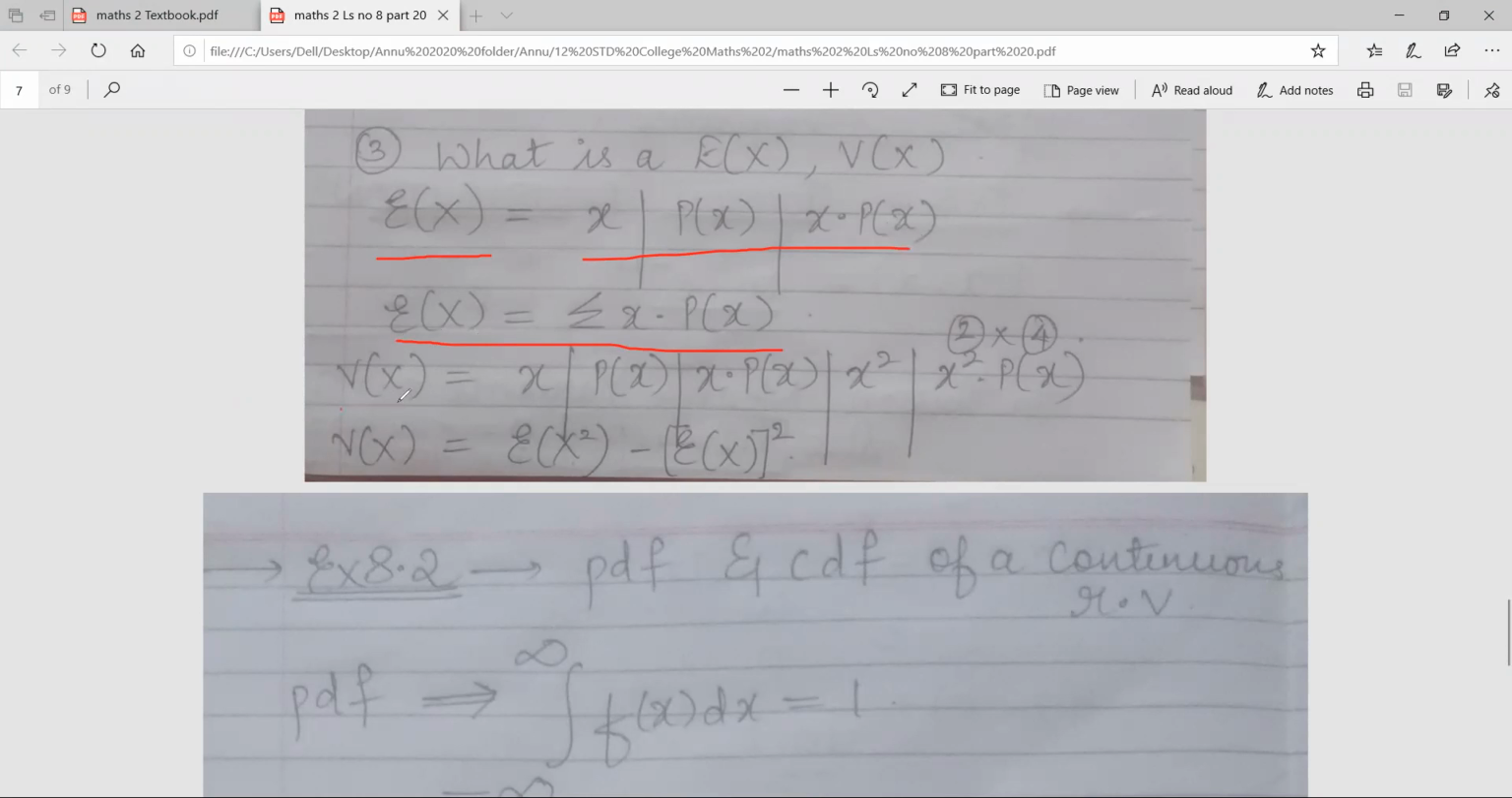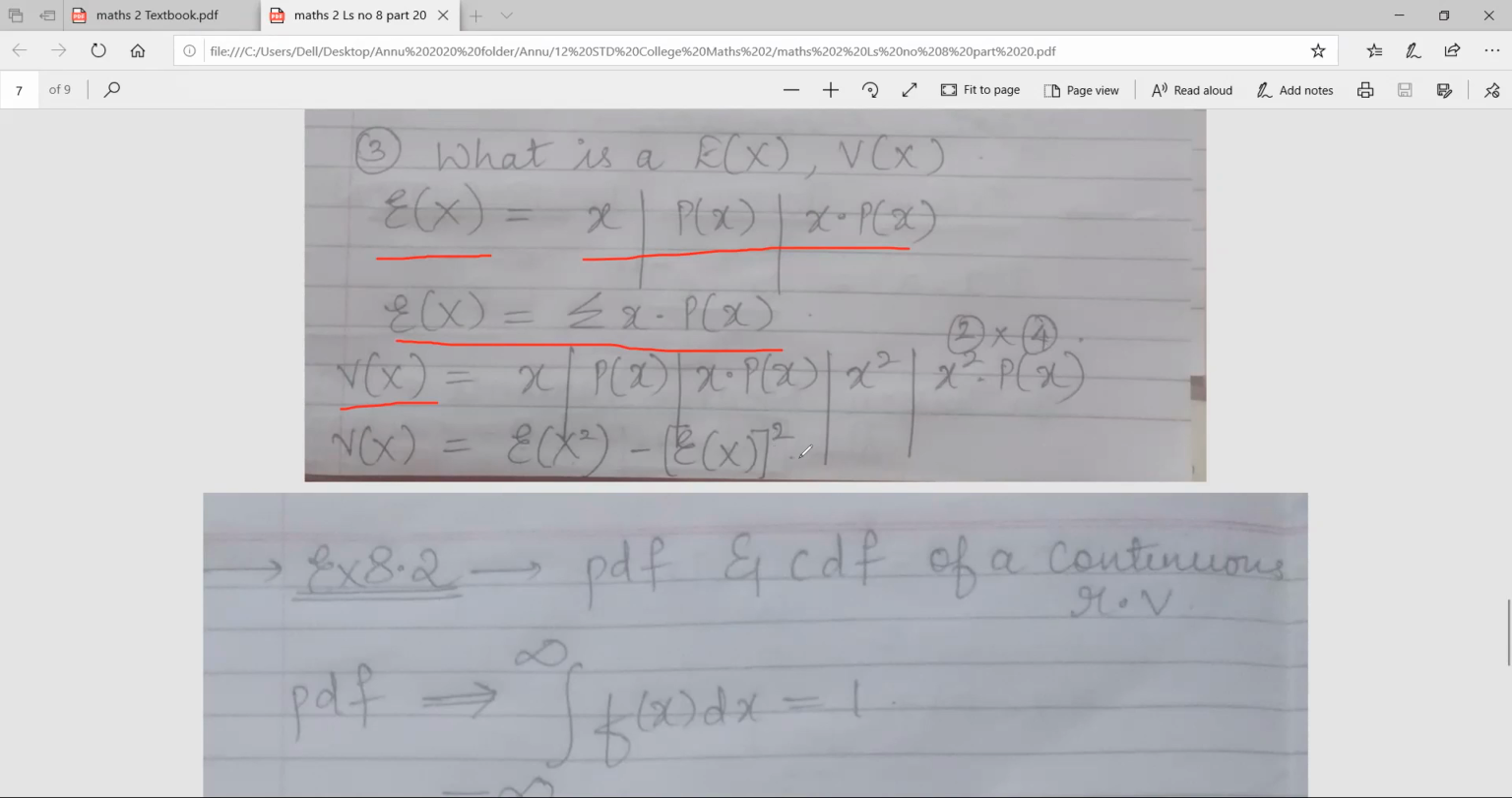When they are asking you to find out variance of x, you need to prepare 5 columns. So it is x, P of x, x into P of x, then x square and x square into P of x, that is column number 2 multiplied by column number 4. So the formula of variance of x becomes E(x square) minus E(x) the whole square.